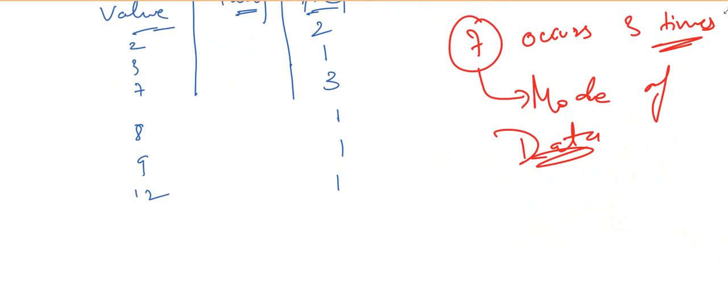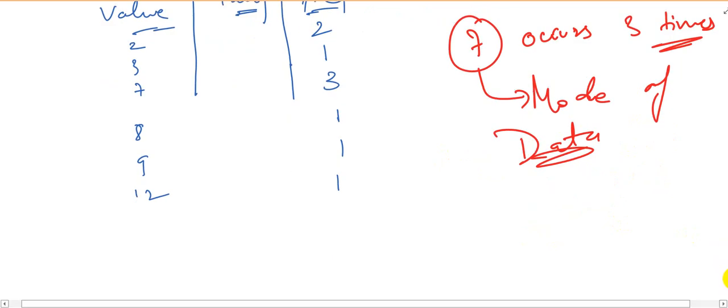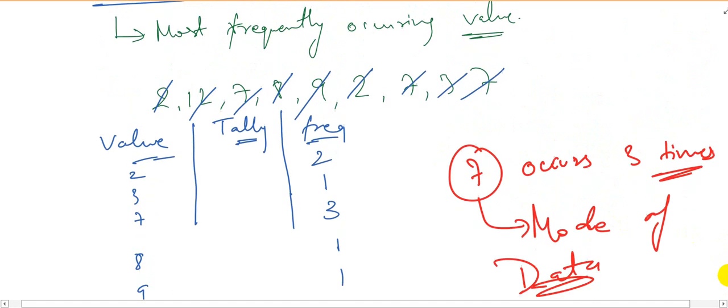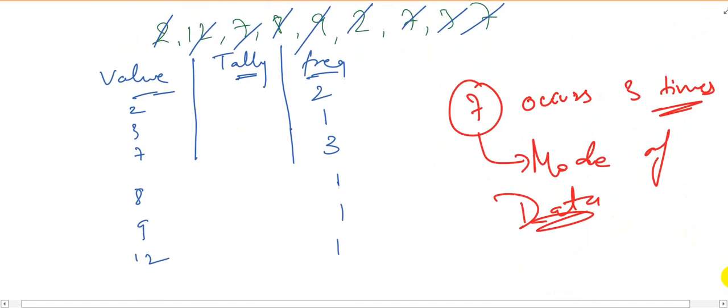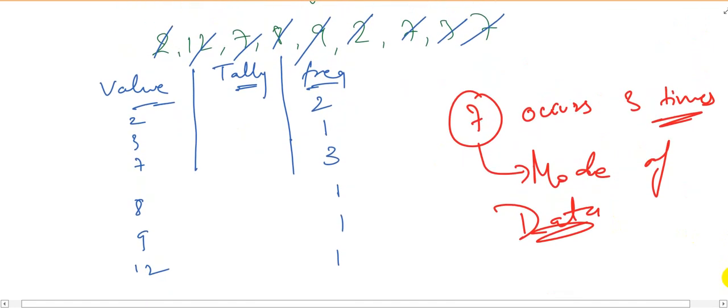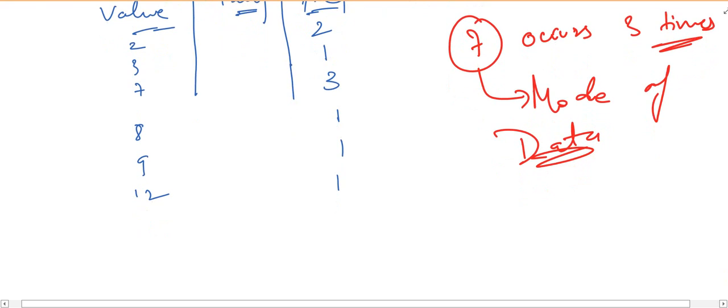Now again you can see that mode is not as representative as mean, because it is found using just one value. So it's again not that representative, and that's its drawback.